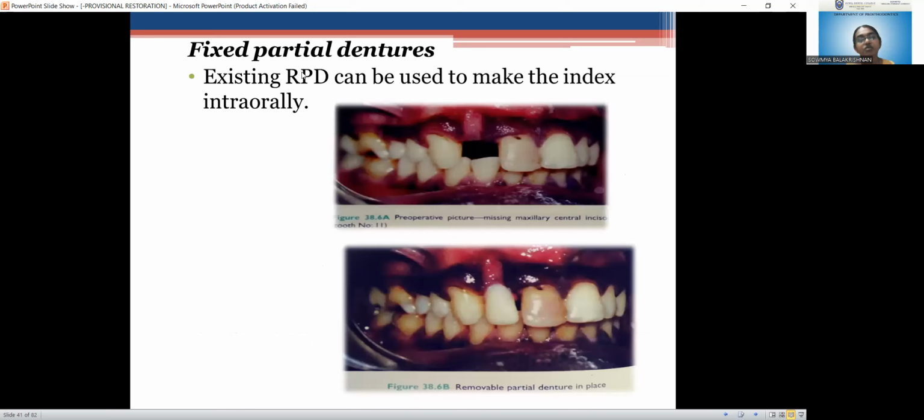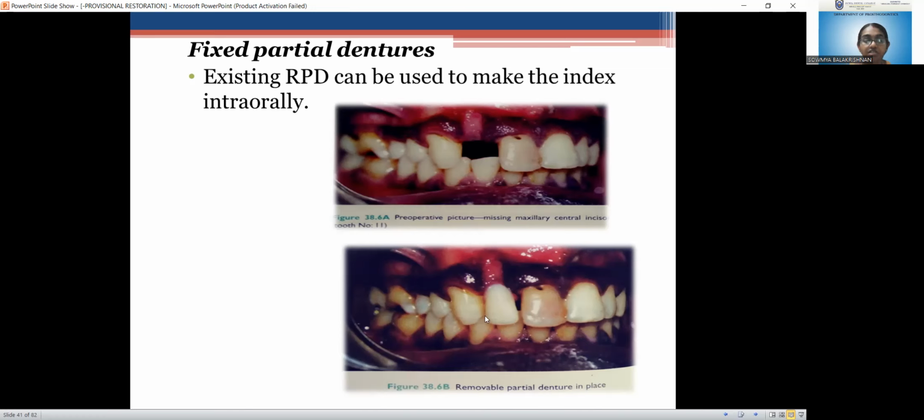In this case, we are going to make a custom-made temporary for a fixed partial denture using the direct technique. The patient has an existing RPD. So this is the pre-operative picture. We are going to prepare this FPD, and this is the patient's intraoral picture.